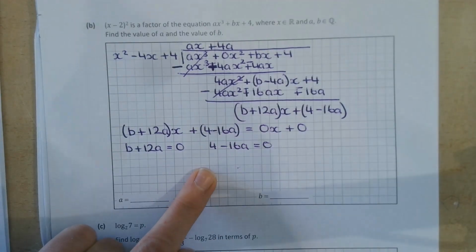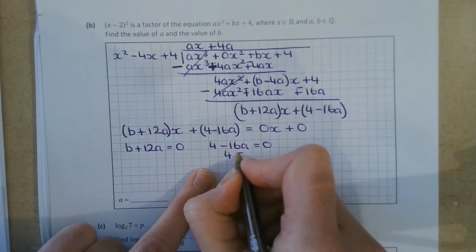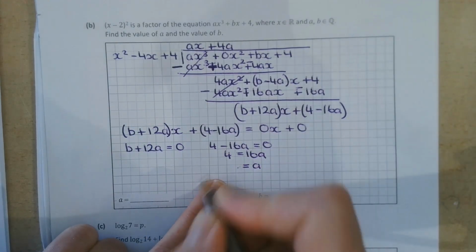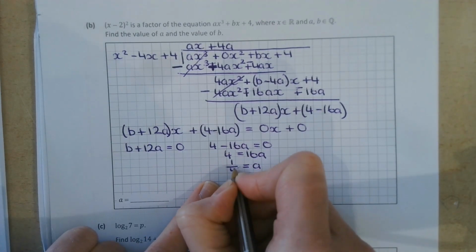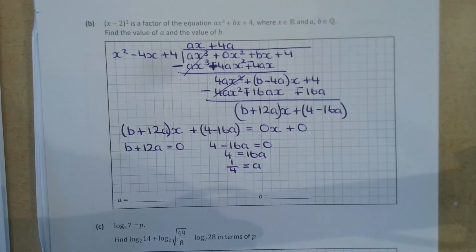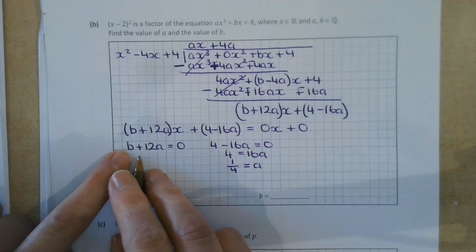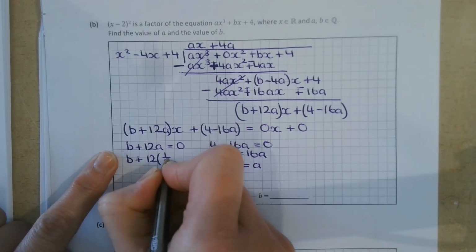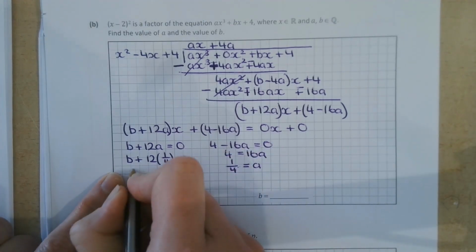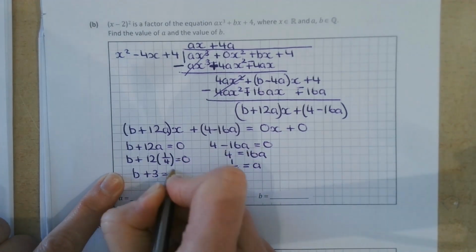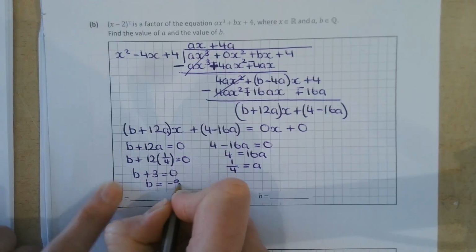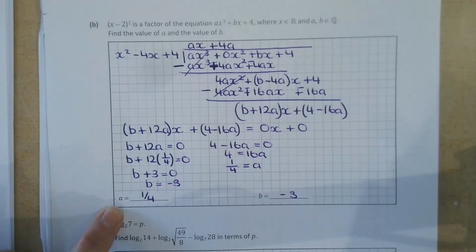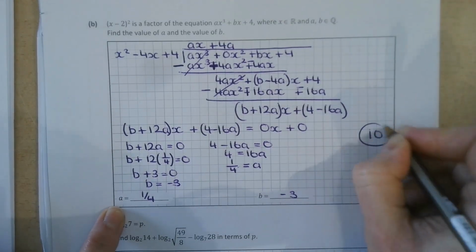And that makes it a little bit easier because here, with the second term anyway, I can solve for a. So 16a is equal to 4, so a will be equal to 1/4. And once I know what a is, then I can fill back into my other equation that I have here to find out what b is. So 12 times 1/4 instead of the a. So b plus 3 is equal to 0. So b is equal to minus 3. So my a is 1/4, my b is minus 3. And that was 10 marks.